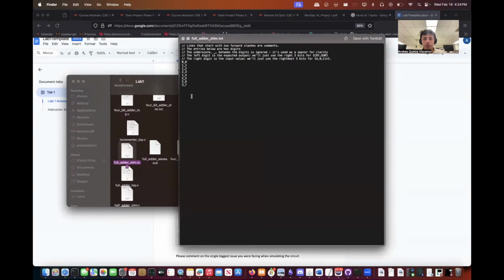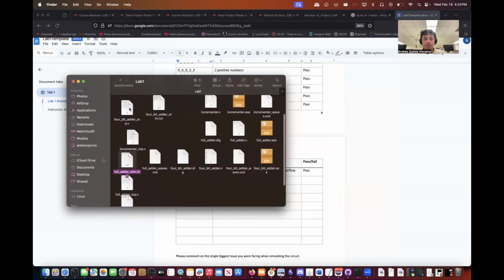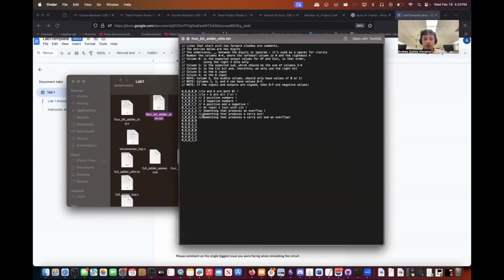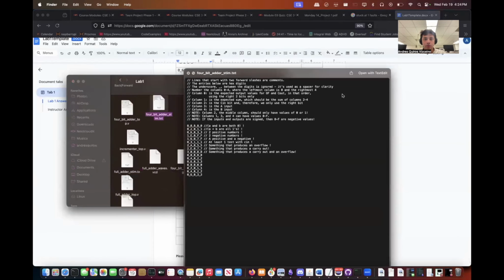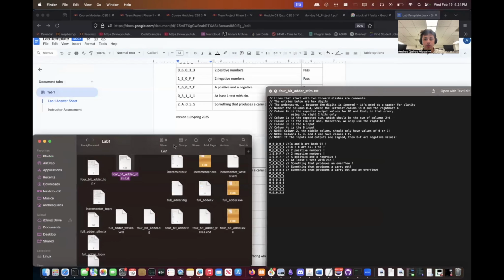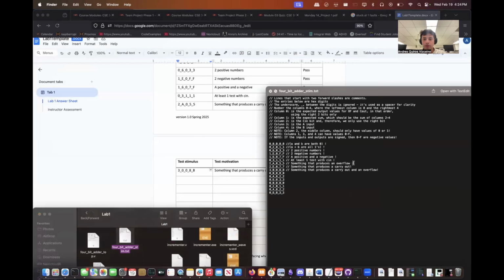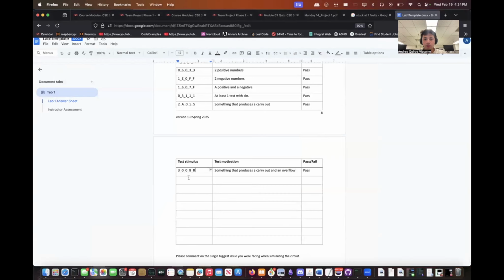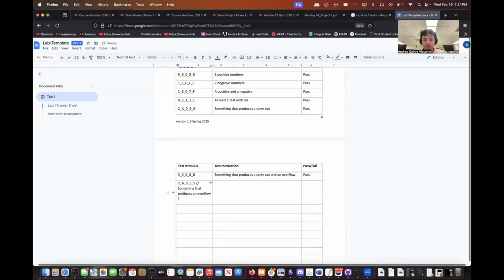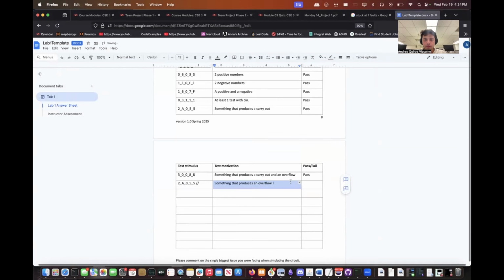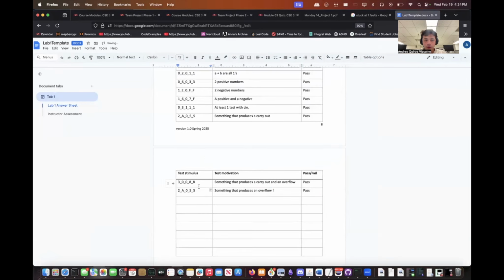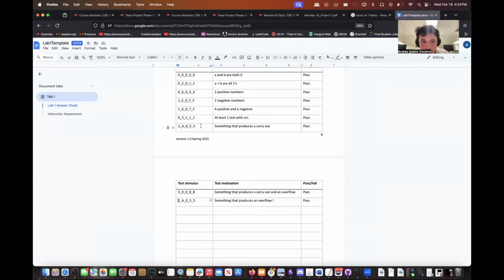I am missing some overflow, right? Carry out, carry and overflow. I'm missing the carry overflow one. So let's talk about that. This passes. So what is this doing? 5 plus 10 is an overflow. I don't think I did that. 5 plus 10 was a carry out. So I did both of them for the testing.